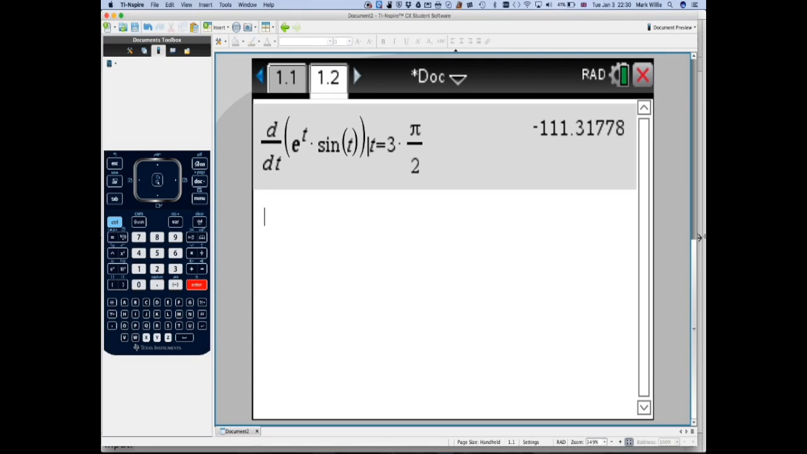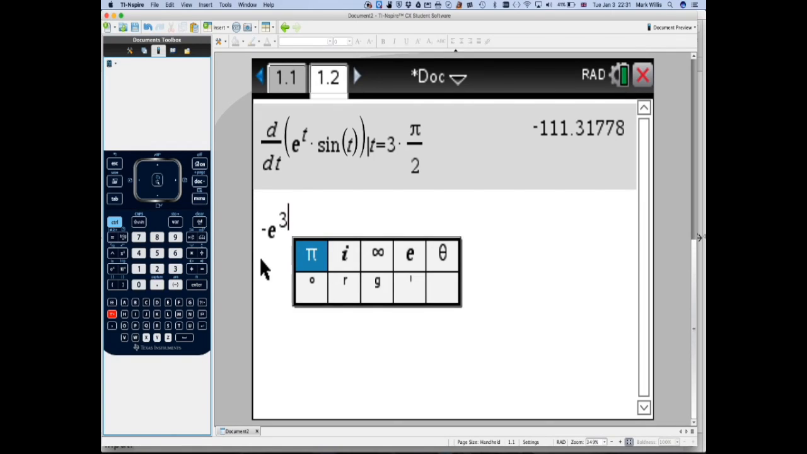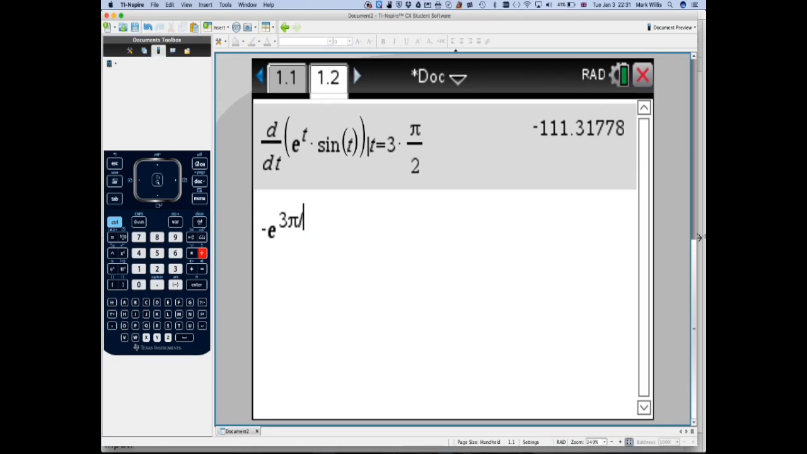Okay, and if we put in our answer we got before, which is minus e, not log e, so just go back. Okay, so e to the 3 pi by 2. We'll see if we get the same answer. We'll see whether we got the right answer.